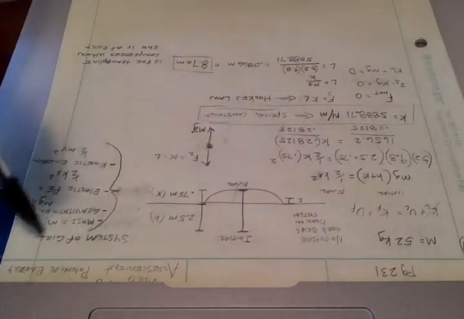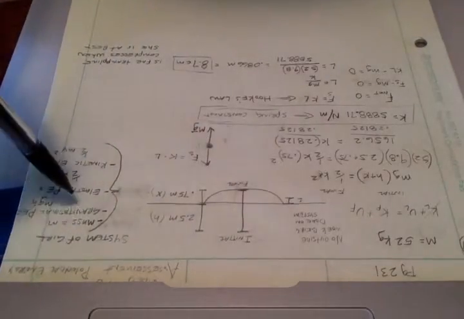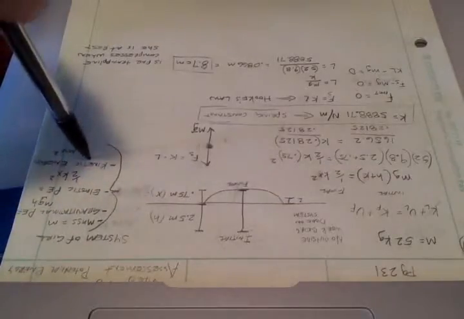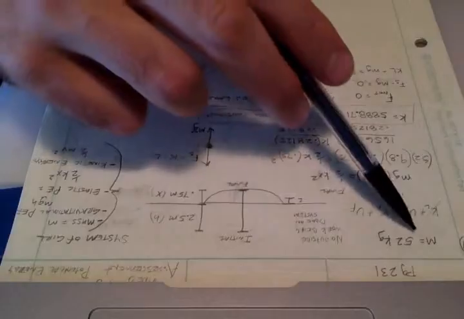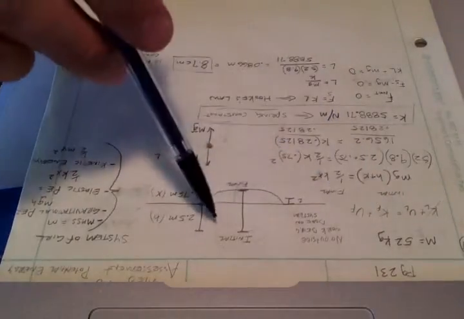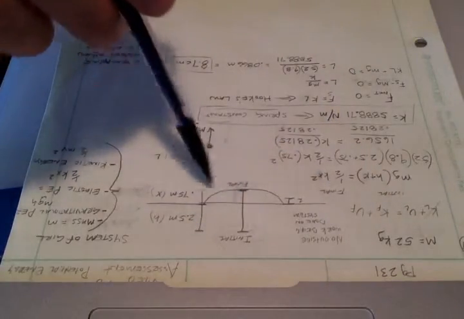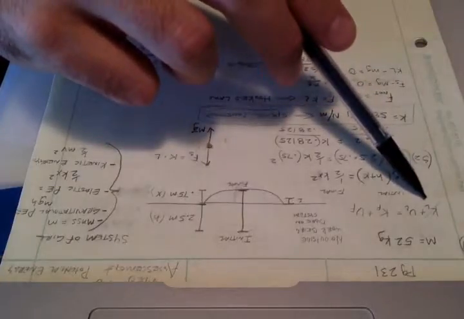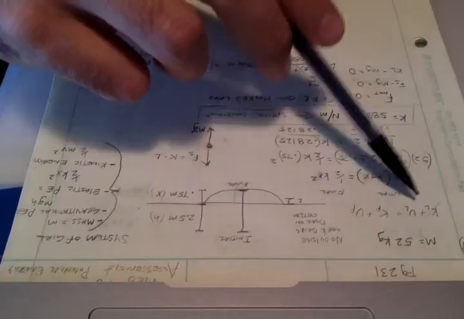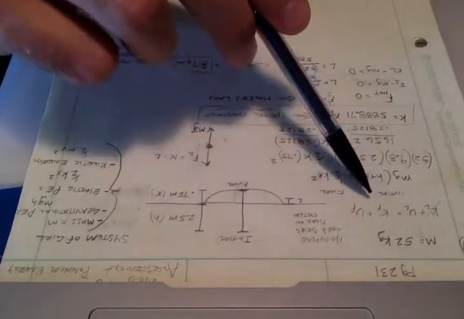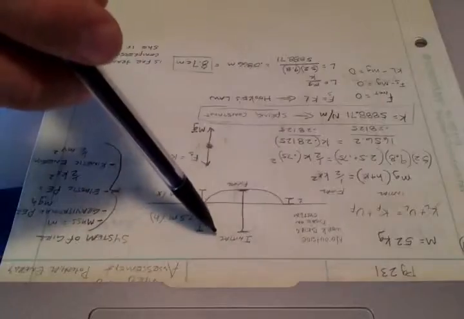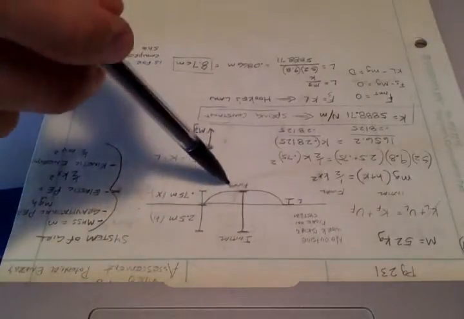So we have the system of our girl, which involves the mass, gravitational potential energy, elastic potential energy, and kinetic energy. We know that the mass of the girl is 52 kilograms, and there's no outside work being done on the system. So we use the conservation of energy, which equals kinetic energy initial plus potential energy initial equals kinetic energy final plus potential energy final.